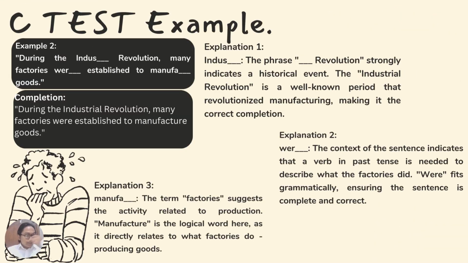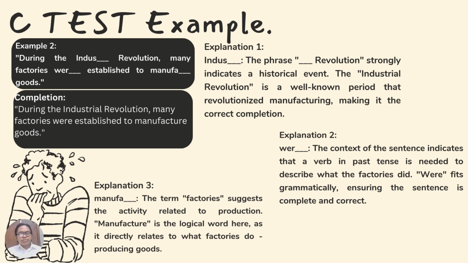This is the next example. During the indus... revolution, manufacturers were... established to manufacture... goods. Sorry. So below is the complete sentence. During the industrial revolution, manufacturers were established to manufacture goods.